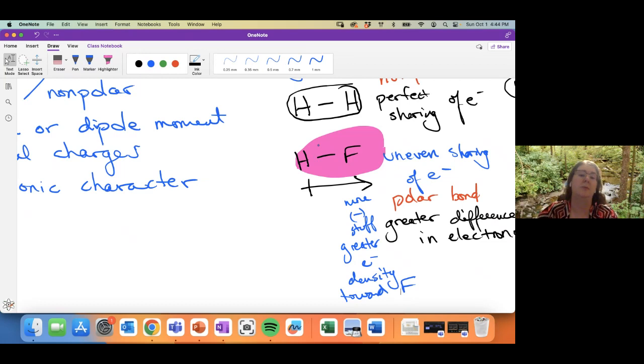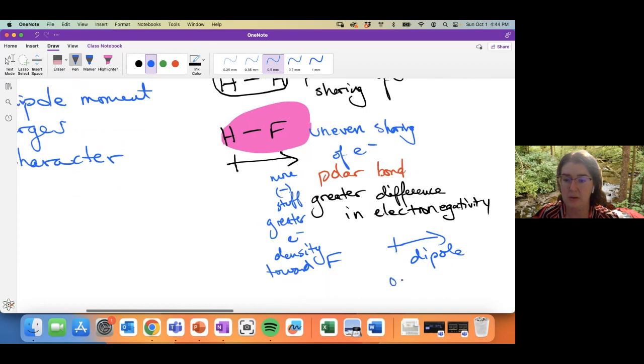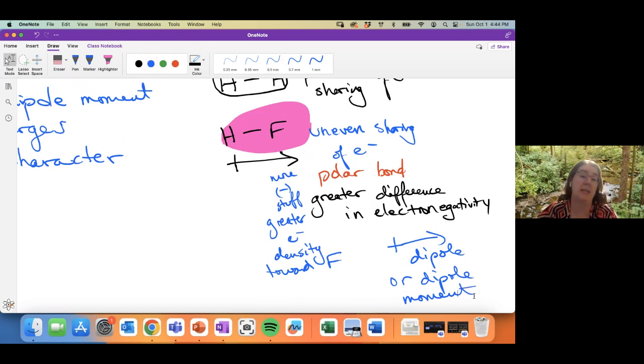So this arrow thing, this is a dipole. That's what the arrow thing means. So the arrow thing is a dipole or dipole moment. That is what that is.